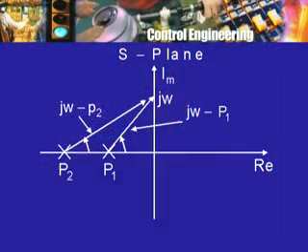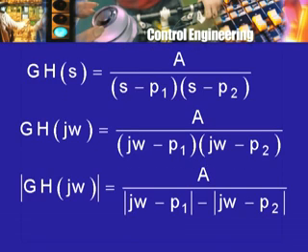The phase shift will be negative, but small. Then, as omega increases, these two angles keep on increasing, but they do not increase indefinitely, because as omega keeps on increasing, the angles always remain less than pi by 2 or 90 degrees each, and they are getting added up because they are multiplying together in the denominator.